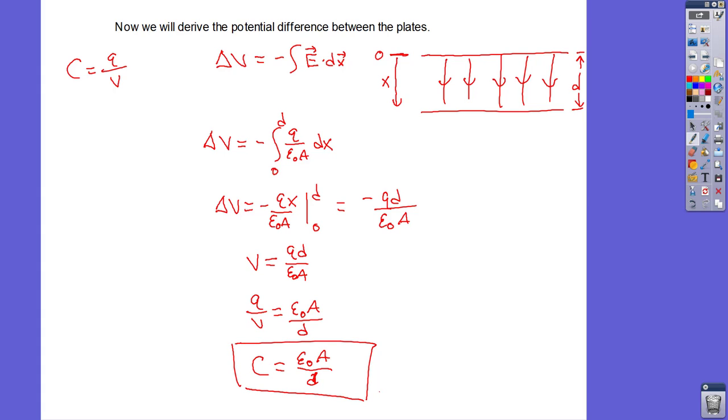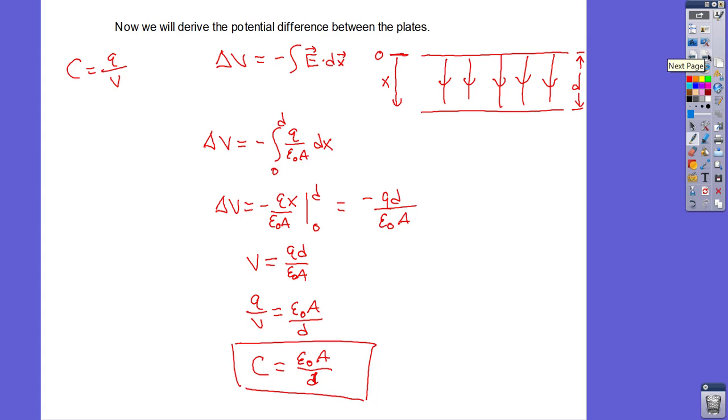So that's something, if they ask you to derive an electric field in a capacitor, that's the strategy. We use Gauss's law. And so you just choose your Gaussian surface correctly there.